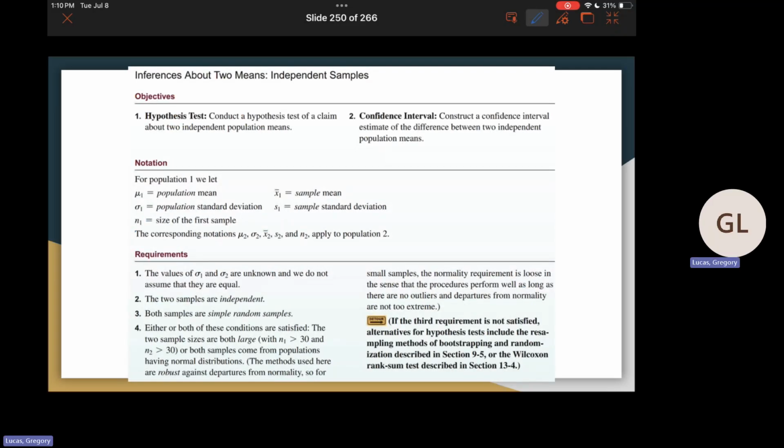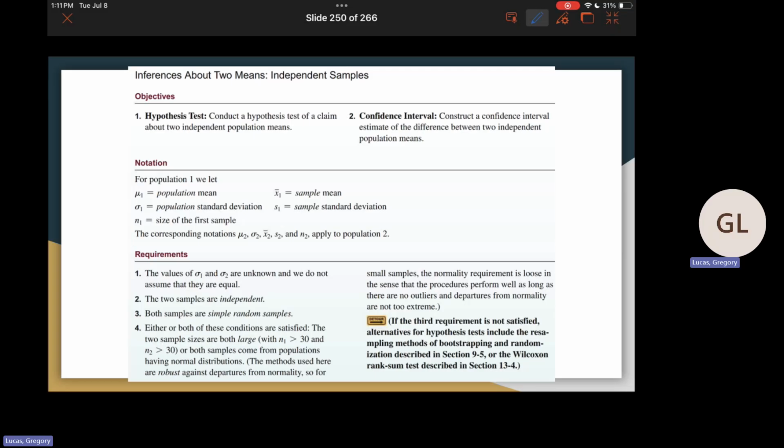And in today's lesson, what we want to do is see if we can find relationships between two means, and we do that through hypothesis tests. So we're going to conduct a hypothesis test of a claim about two independent population means, and we can construct a confidence interval to estimate the difference between the two independent population means. For population 1, we're just going to label everything we know already with a subscript of 1. For population 2, we do the same thing with a subscript of 2.